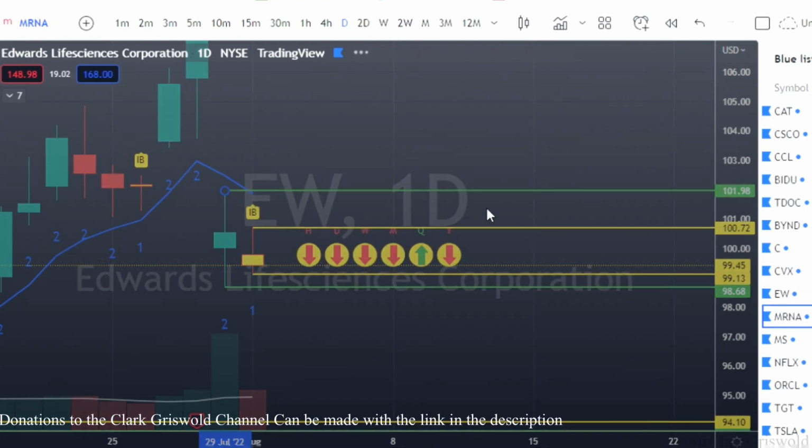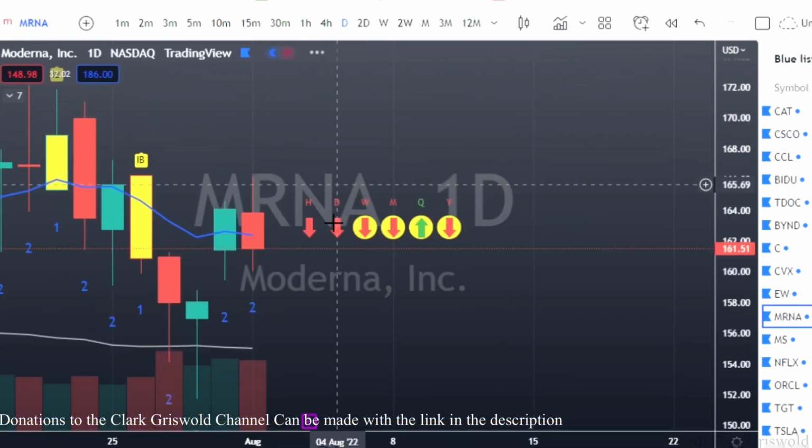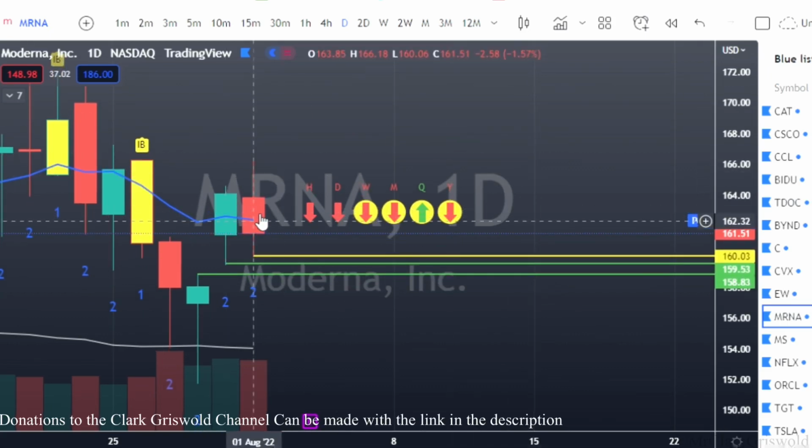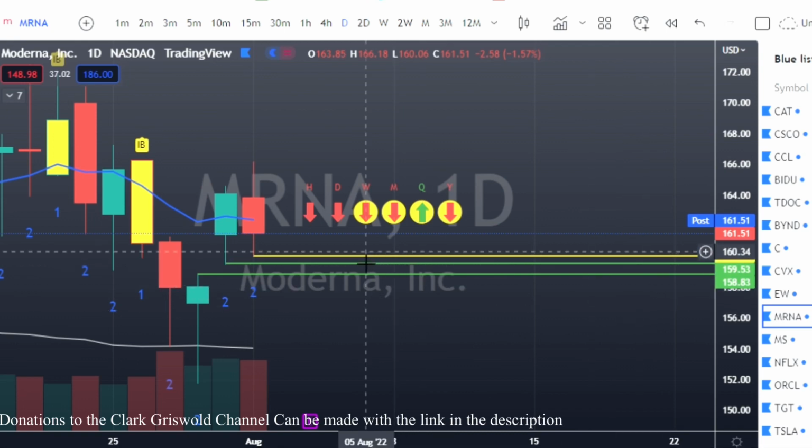Moderna, mRNA. Moderna 2 up, finished red. Okay, so this is one of those things where I said I like to see it going in the opposite direction if I'm going to take a reversal on it, but we don't need to have it that way. This could be green and we could still reverse to the downside. It doesn't matter. So puts at 160.03, targets marked.